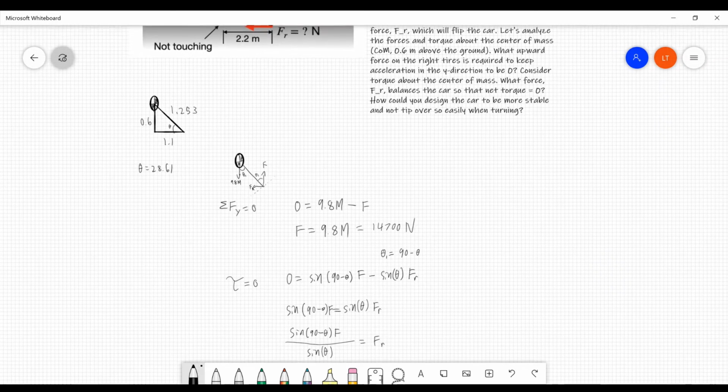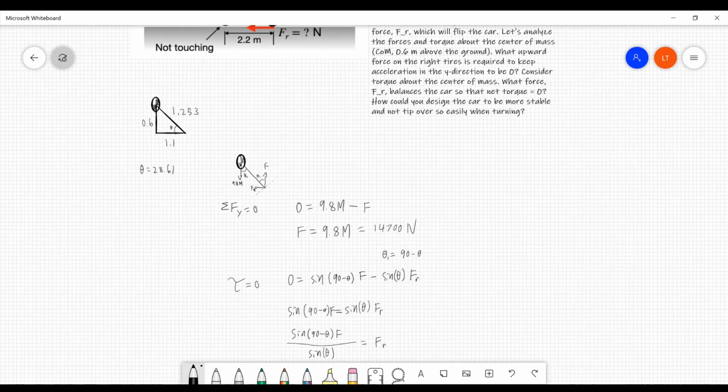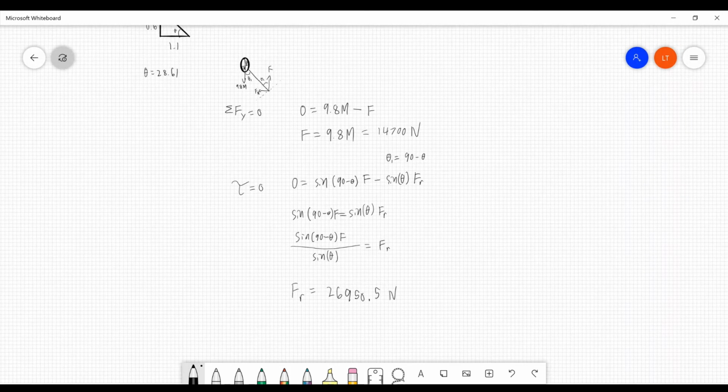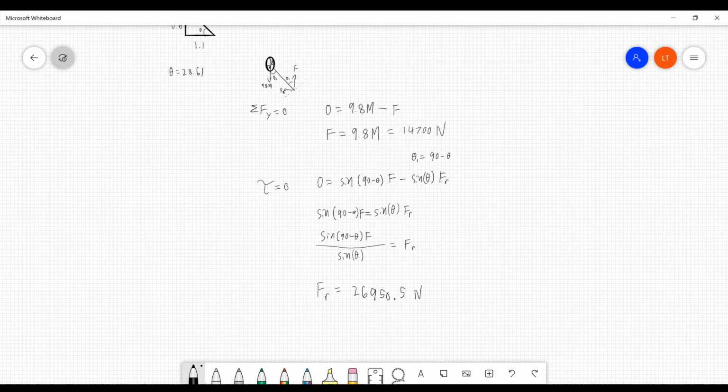The second part of the question asks what force F of R balances the car so that the net torque equals 0. For this part, we have to set up the sum of the torque around the center of mass to be 0. So this would take into account the upward force on the tire and the centripetal force from the turn.